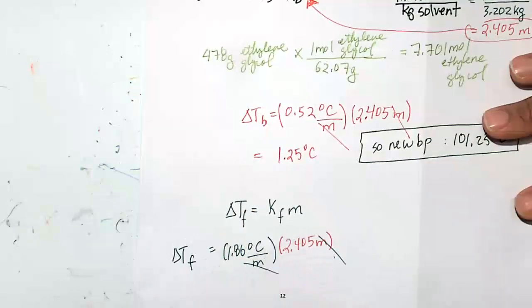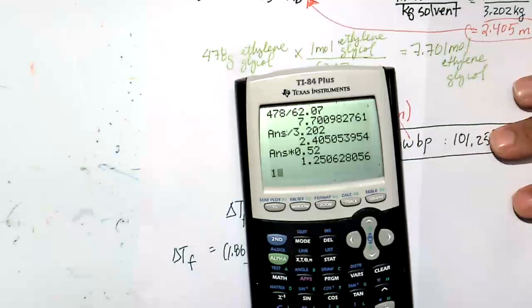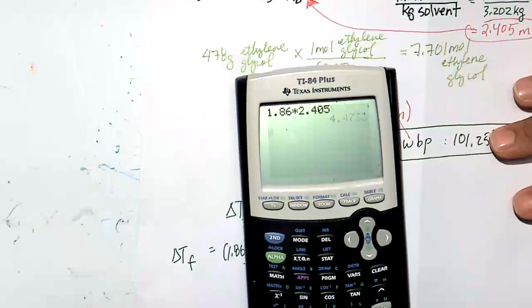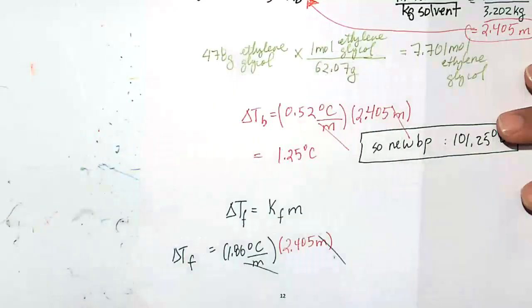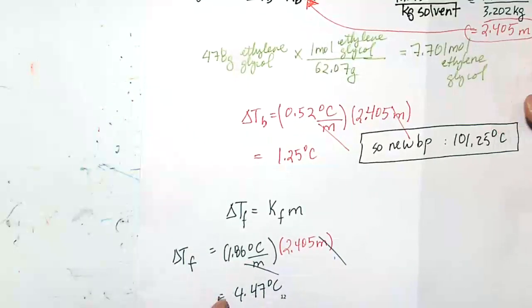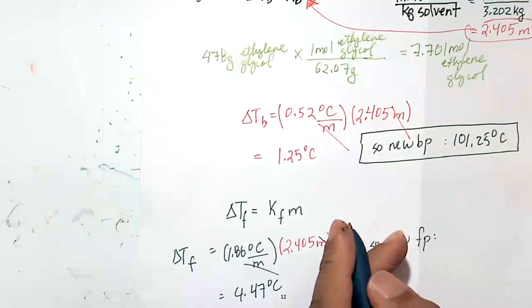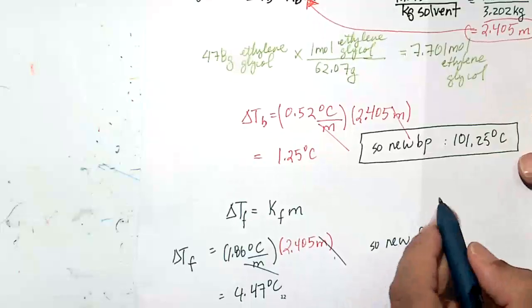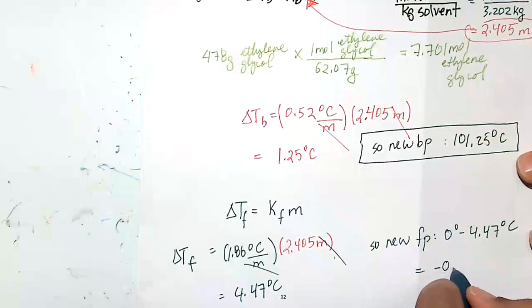Delta TF, the change in the freezing point, the molal cancels. So 1.86, this is a constant, times 2.405, is 4.47 degrees C. Is this the answer you'll put on the exam? So what will our new freezing point be? The ethylene glycol is kind of like antifreeze. We don't want to put this on the exam, but what will it be? Correct, very good. Negative 4.47 degrees C.